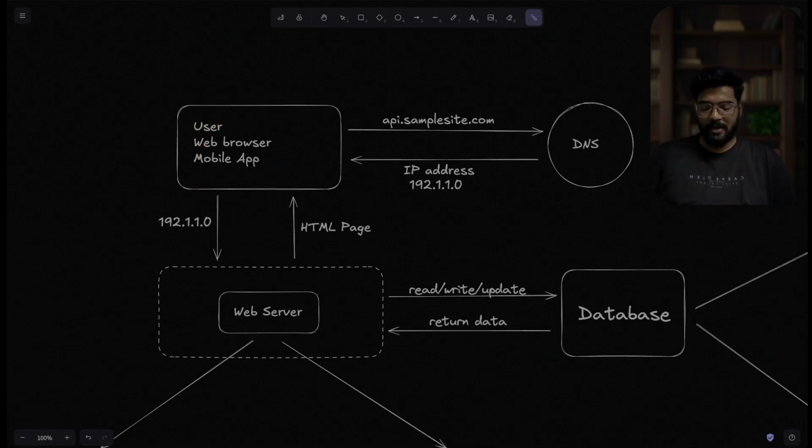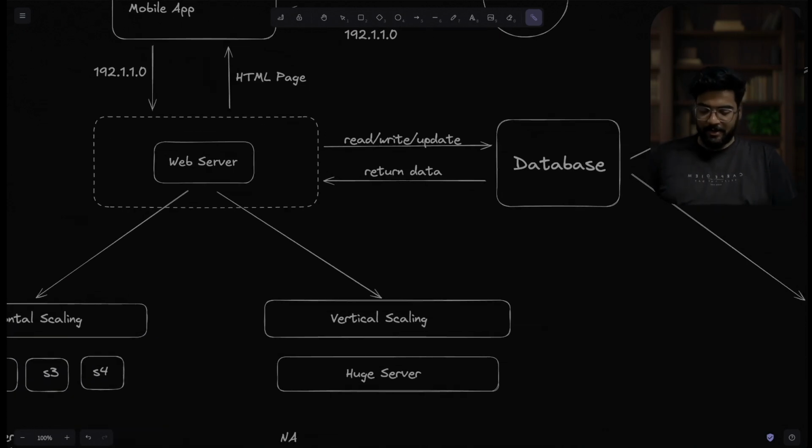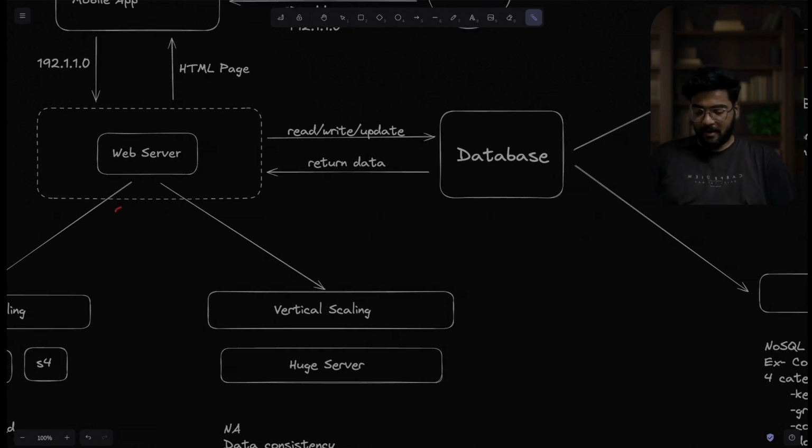Now in this video, we are going to analyze this setup when we are dealing with multiple users, when we have a significant number of people using our services. For that case, we need to have two different tiers. First is the web server to handle the traffic from mobile apps or web, and second is the database. We are separating these two things so that we can scale them independently.